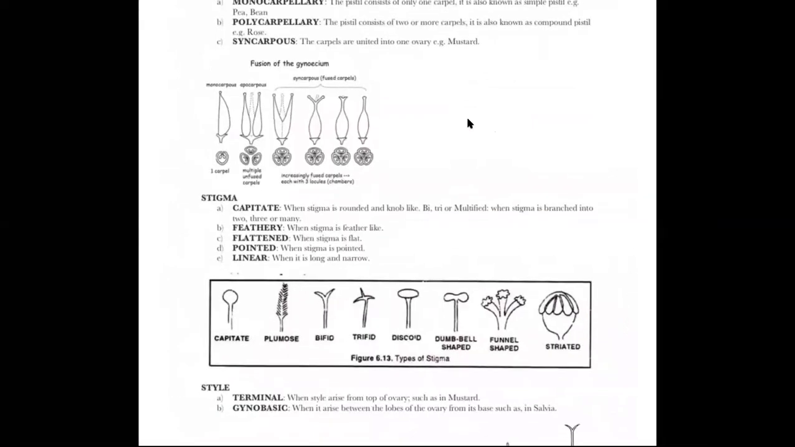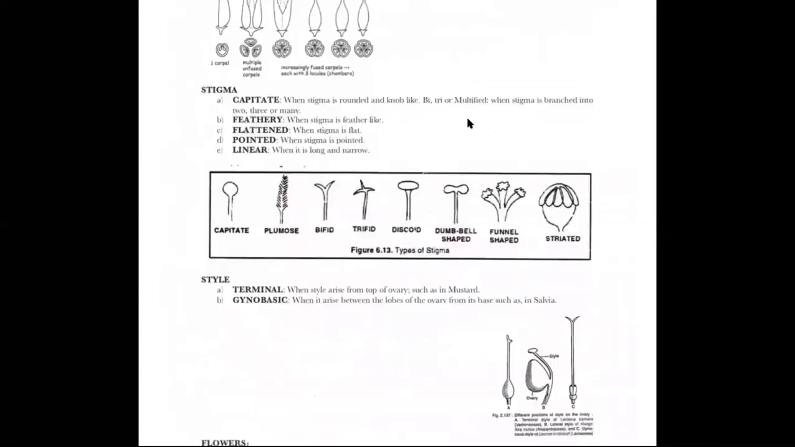Stigma, again the top portion. Stigma could be of multiple structures. Capitate होता है when stigma is rounded and knob-like. ठीक है? Feathery हो सकता है, flattened हो सकता है, pointed हो सकता है, linear हो सकता है, long and narrow. ठीक है? Just simple basic things.